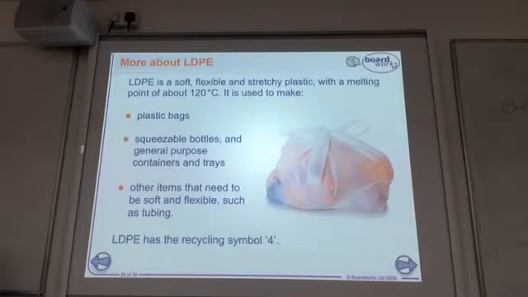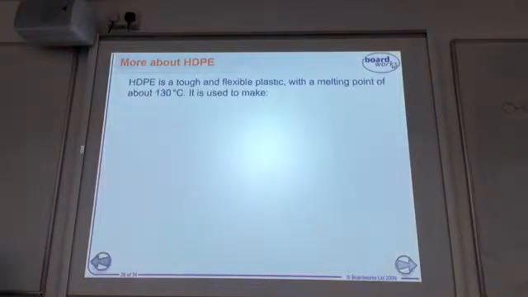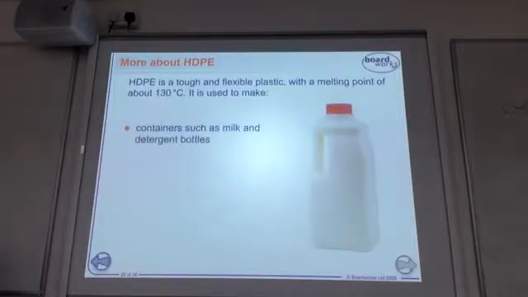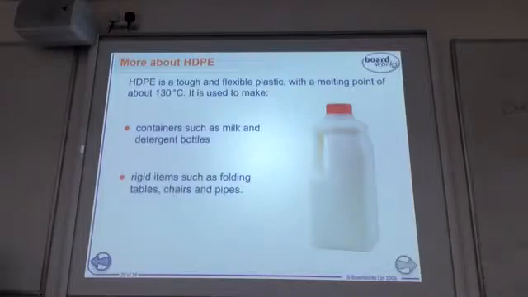LDPE has the recycling symbol 4, whatever that means. High density polythene melts at only just a higher temperature, not much, just because of the slightly stronger London forces, one would imagine. But we use that to make milk bottles, detergent bottles, and rigid items like chairs, folding tables, pipes. I'm not worried about the recycling symbol.